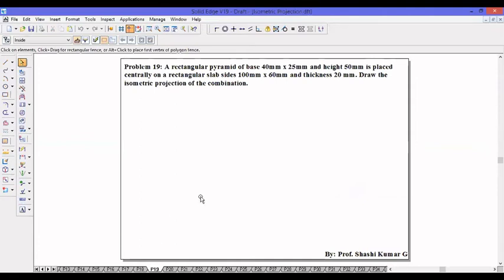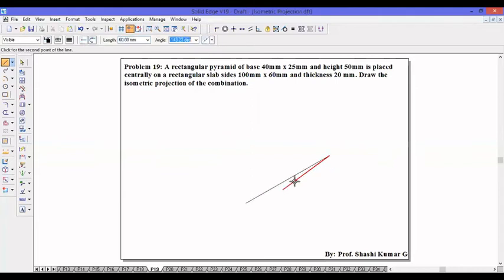Let's move on to the solution for problem number 19. A rectangular pyramid of base 40 by 25 is placed centrally on a rectangular slab of side 100 by 60. So here we have a rectangular slab 100 by 60. So 100, 30, 60, 150, 100 minus 150, then 60 minus 30. So this will be the top face of the rectangular slab.